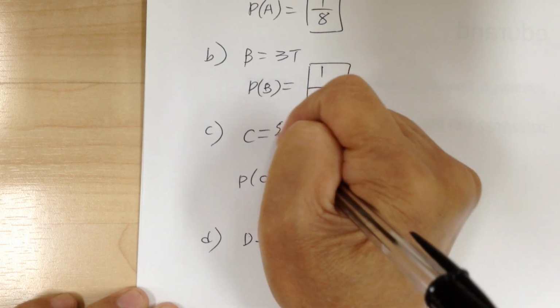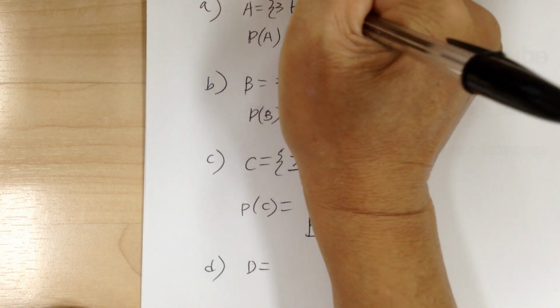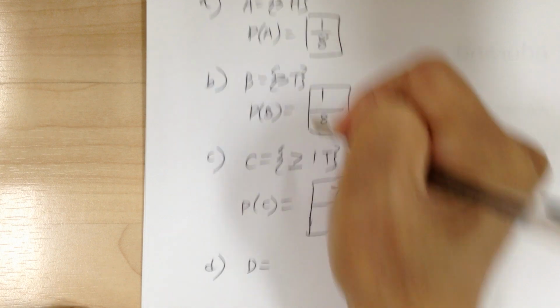So technically you have to point out 6. Okay. That's how you're supposed to do it.